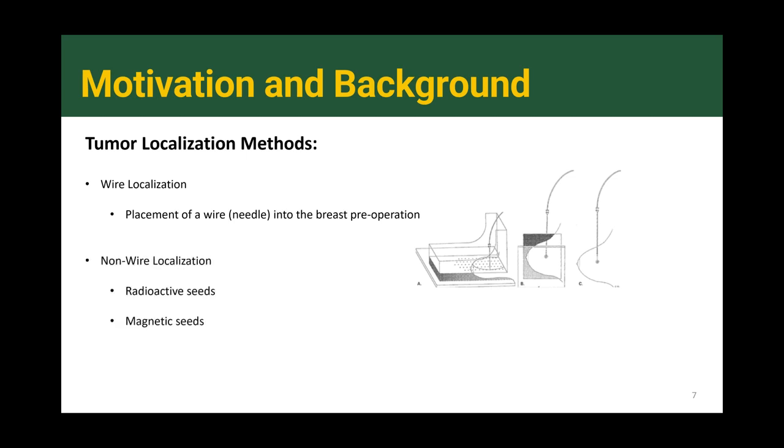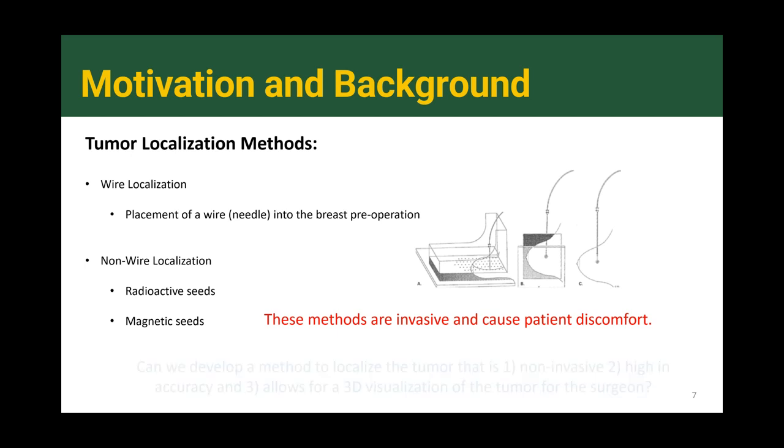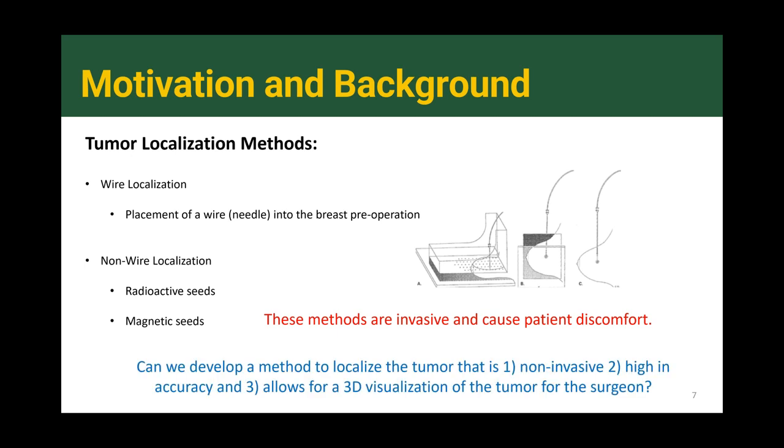And there's non-wire localization methods as well, such as radioactive seeds and magnetic seeds, but these are invasive as well and need to be placed into the body before the surgery. So because these methods are invasive and have patient discomfort, the question that we are trying to address is, can we develop a method to localize the tumor, which is non-invasive before doing the operation, is high in accuracy, and allows for a 3D visualization of the tumor for the surgeon.